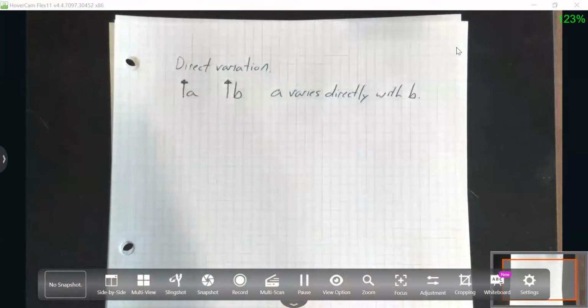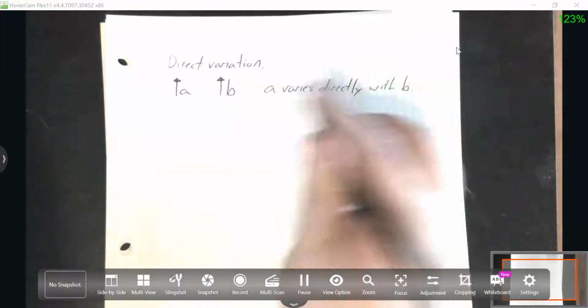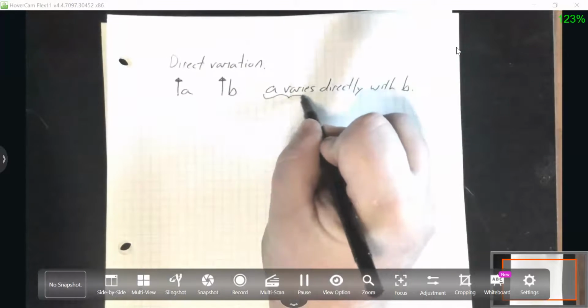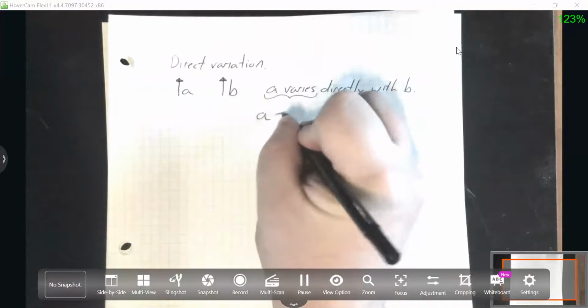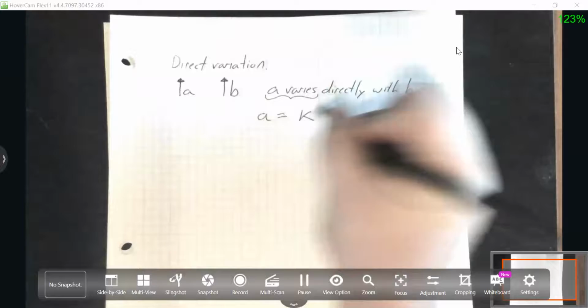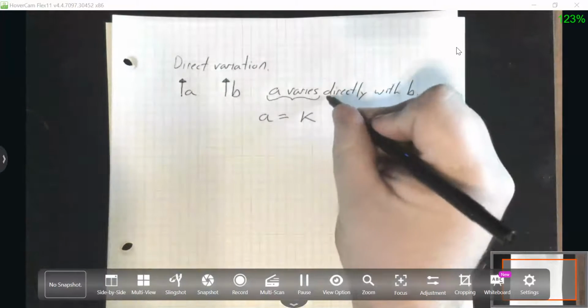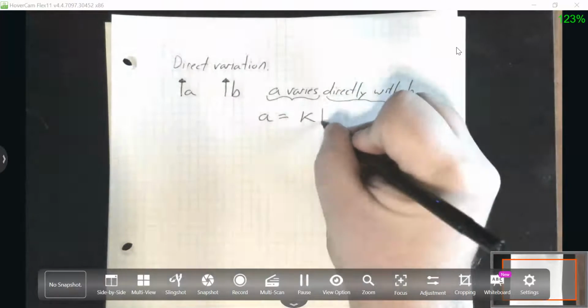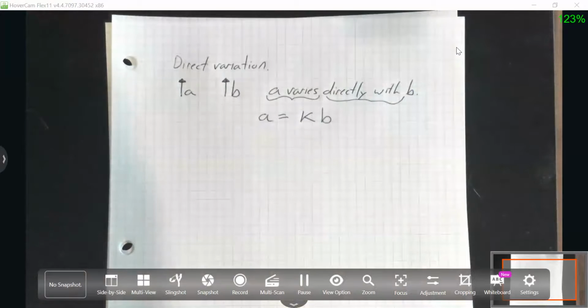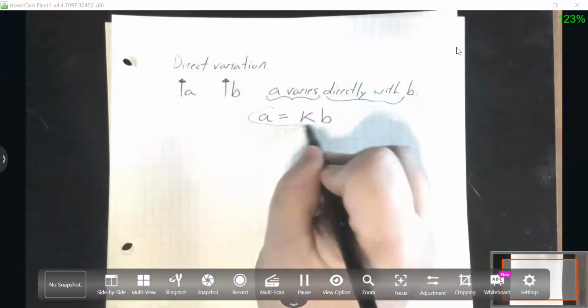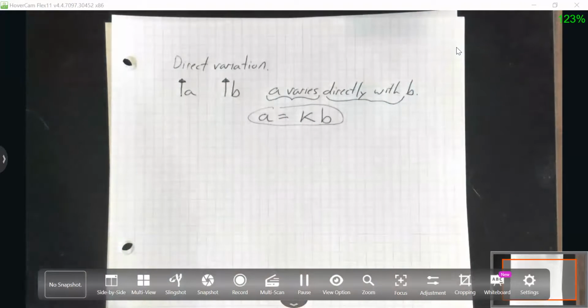But just because one goes up and the other goes up doesn't mean that they go up at the same rate. So when we go to examine these, we always need to make sure we include a constant. Sometimes it's called a constant of variation. Maybe they'll call it a constant of proportionality. But either way, as soon as we look at this sentence, I'm going to break it down. So A varies means I'm going to write A equals, and we have some constant there. Directly with B means that we're going to multiply that constant by B. So A varies directly with B means we'll use the equation A equals KB.